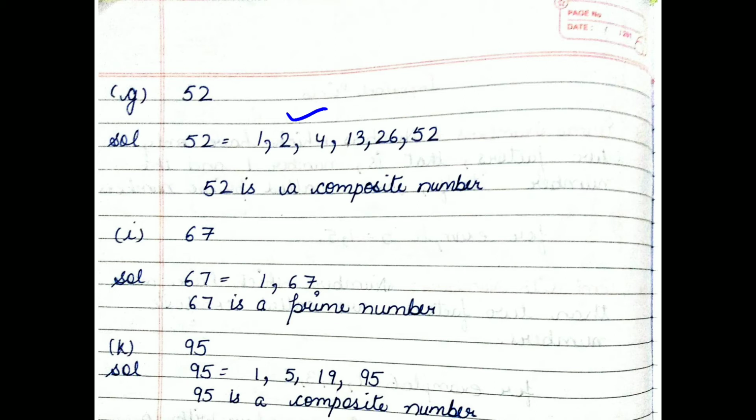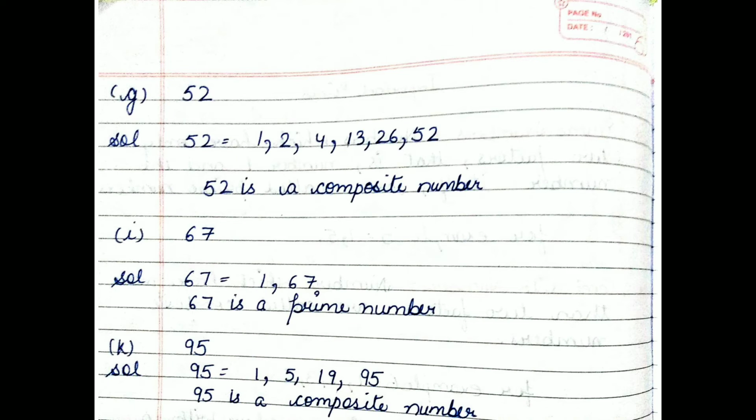Now we will write the factors of 67. 67 comes in only the 1 table and 67. So 67 is a prime number. Clear? Now 95. You know that 95 comes in the 1 table also, the 5 table also, the 19 table also, and the 95 table also. So it is a composite number.